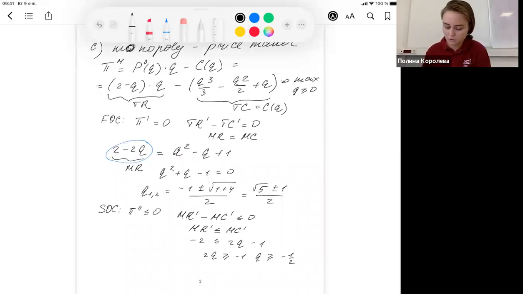What should we do then? Both these roots from the first order condition are greater or equal than minus 1/2. So we should check a third condition. It is the shutdown condition. Let's check it.